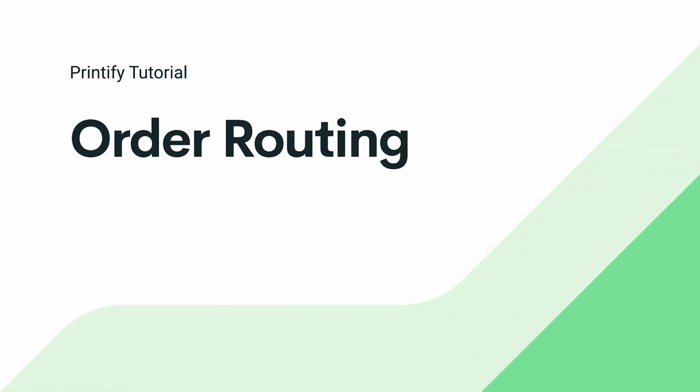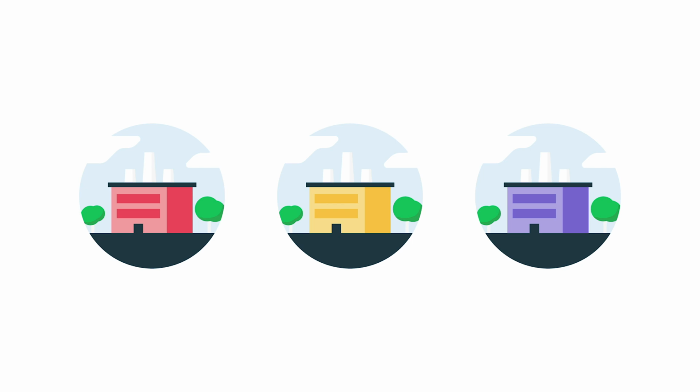In this video, we'll show you how to enable order routing in your Printify account. This feature is useful in cases when an item in your order is out of stock or discontinued, or when your chosen print provider is temporarily unavailable. Moreover, orders are routed to prevent delays in fulfillment time if print providers reach their daily capacity.